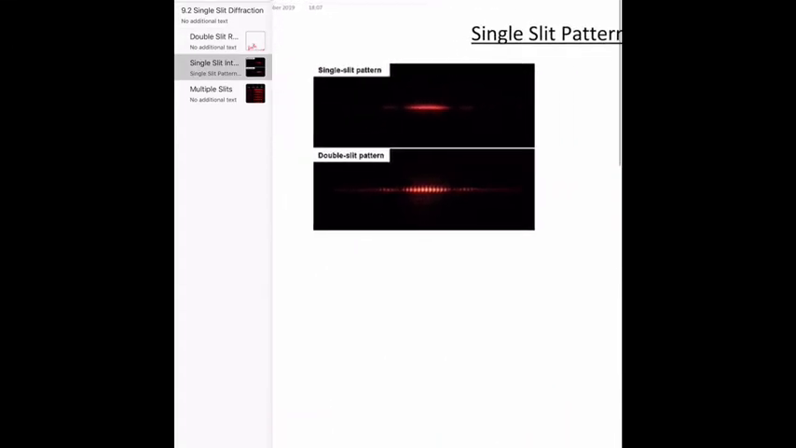And that looks a bit like what we see here. So this here is our single slit interference pattern. We can see we still get interference patterns. We still get this bright bit in the middle, then we get a dark fringe.